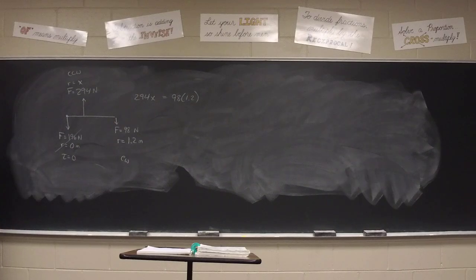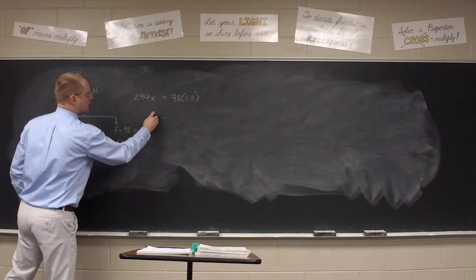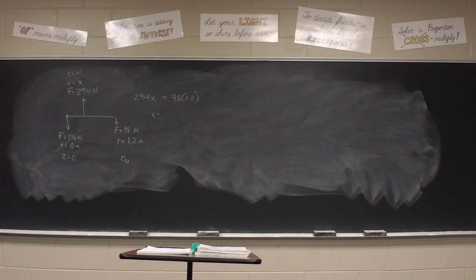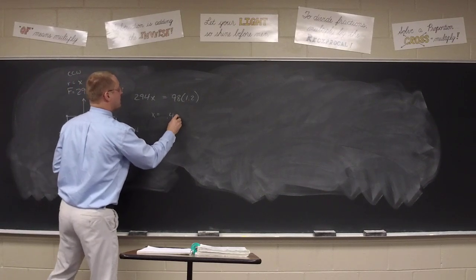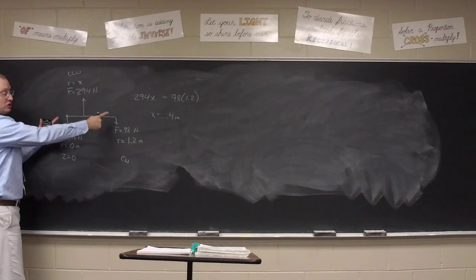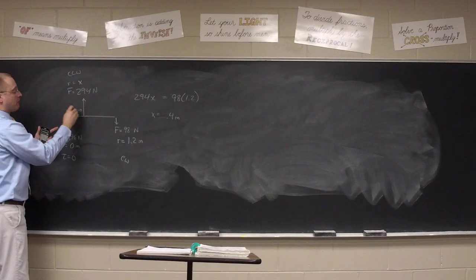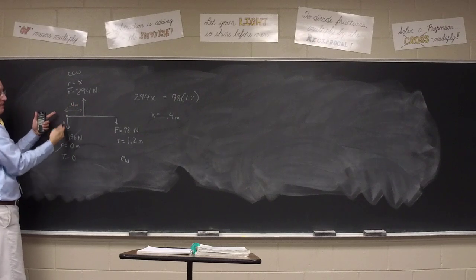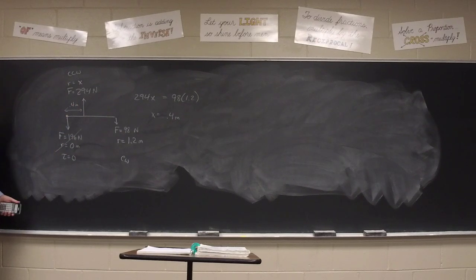At your seats, solve for x. And what do you get when you solve here? Class? 0.4 meters. That means, it's a 1.2 meter long bar, remember, we need to come over 0.4 meters from the heavy side. That's where we'll attach it.